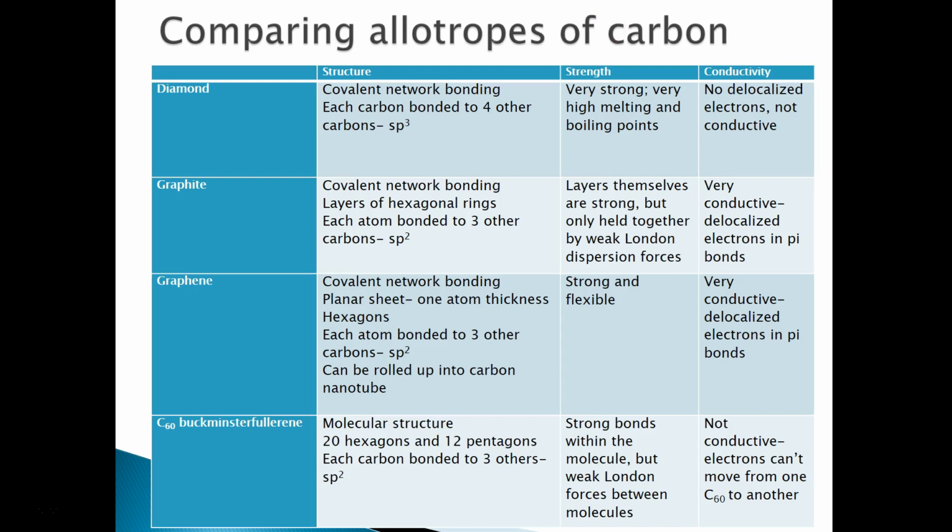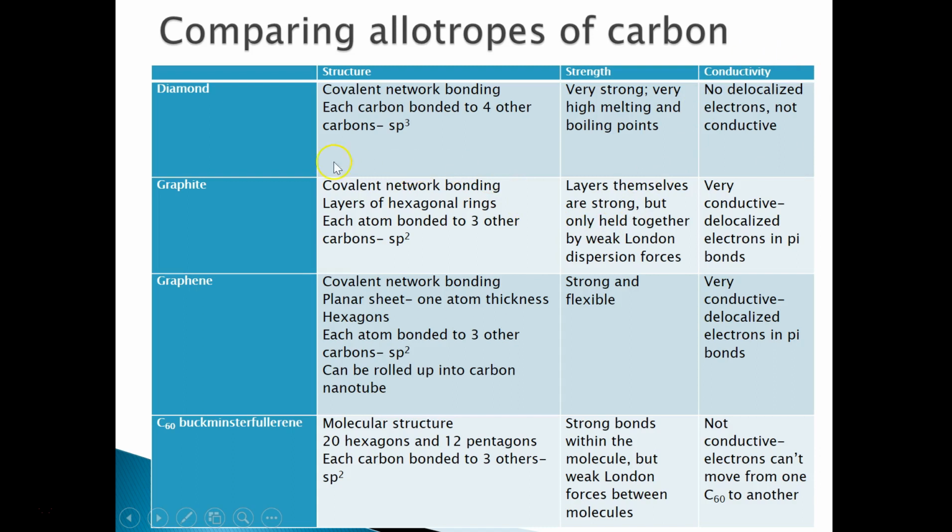So in a diamond, what we have is covalent network bonding where each carbon is bonded to 4 other carbon atoms, which would give us sp3 hybridization. Now, diamond is very, very strong and very, very hard, as you know, and that is due to the fact that there are no delocalized electrons in that species. And the fact that there are no delocalized electrons means that it is not conductive.